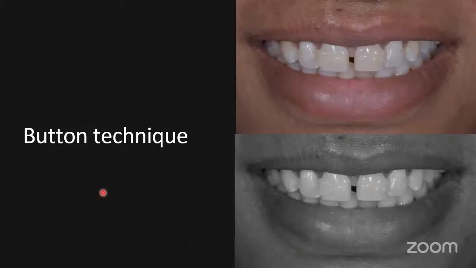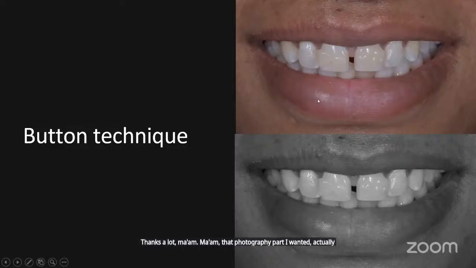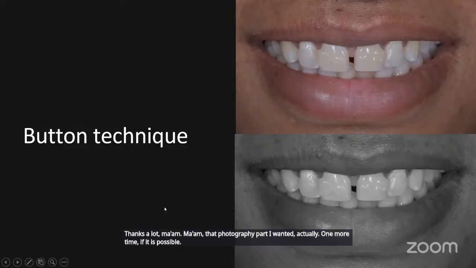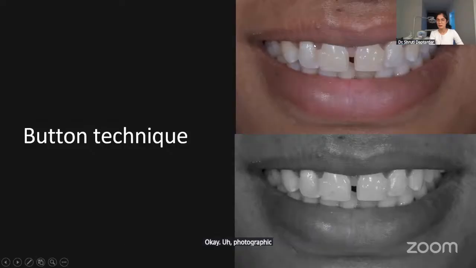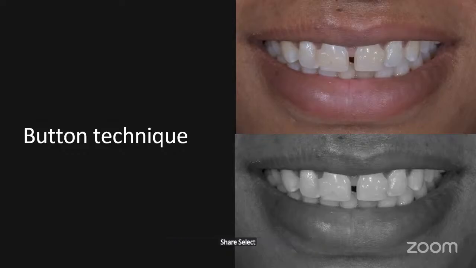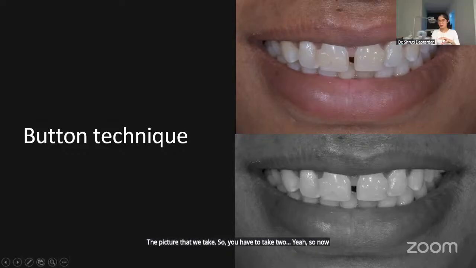Thanks a lot, ma'am. Ma'am, I wanted the photography part one more time, if it is possible. Photography part as in the picture that we take? Yes, for shade selection, ma'am. Yeah, so now I've taken these two pictures.